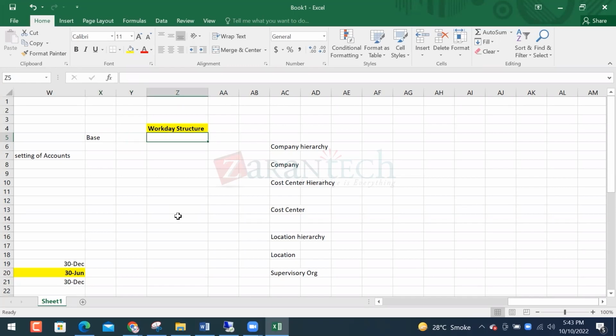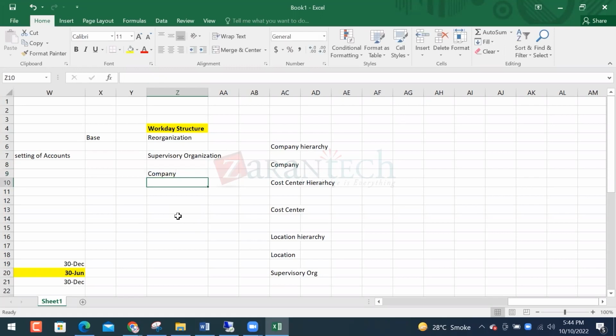Similarly, I'm going to explain what the Workday structures are. Workday structure starts from a reorganization. We will come to the meaning of reorganization, and why we need reorganization, at a later stage. Then after the reorganization, we have supervisory organization. Now, reorganization is there, supervisory organization is there, and then we have company hierarchy.